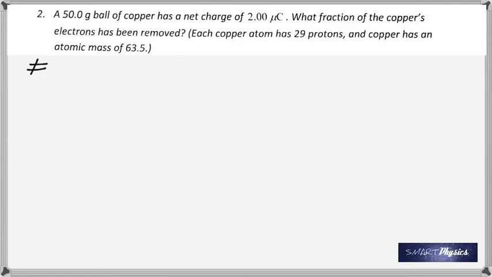So to answer this question, what fraction of the copper's electrons has been removed, you would have to know 2 things. Number 1, you have to know how many electrons were removed. And number 2, you have to know how much was originally there. And then you're given information. Each copper atom has 29 protons, and copper has an atomic mass of 63.5. You see everything coming in, chemistry you may say, but it's physics.